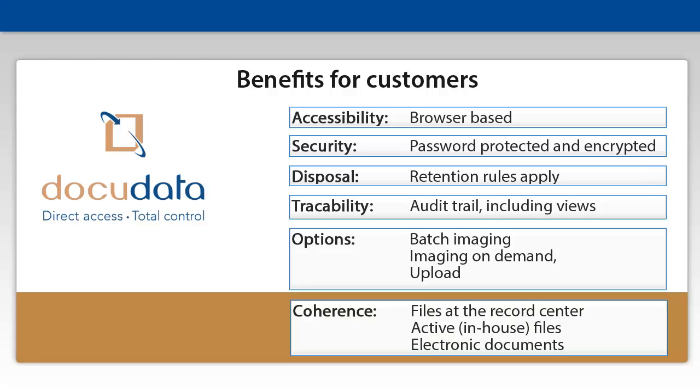Finally, your customers benefit from amazing coherence in their records management. The files at the Record Center and the images are managed together, but if they have more extensive needs, they can also get additional modules from you for managing their active or in-house files and their electronic documents. Accessing the corresponding file record in ActiveWeb gives your customer access to all the formats that the file exists in.